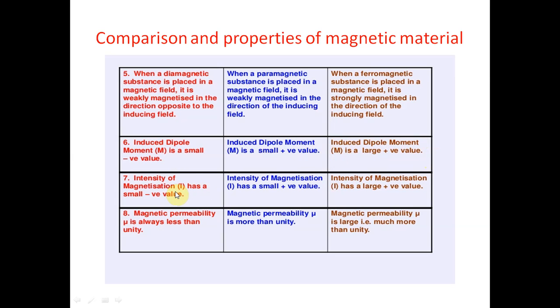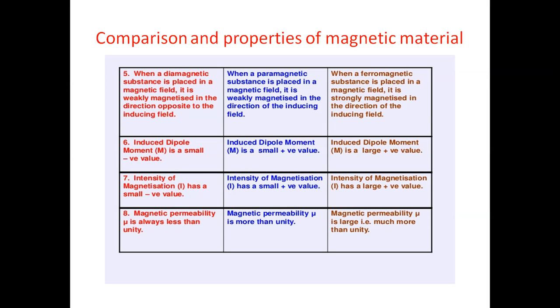Next property is intensity of magnetization. Now, what is intensity of magnetization? The extent to which a specimen is magnetized when placed in a magnetic field, and mathematically it is magnetic moment per unit volume. So in case of diamagnetic material, intensity of magnetization is negative. In case of paramagnetic material, intensity of magnetization is positive, and in case of ferromagnetic material, intensity of magnetization is positive and large.